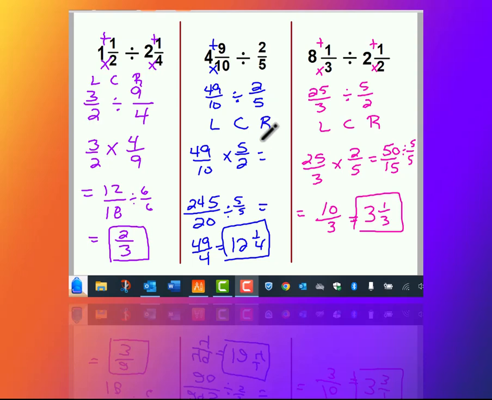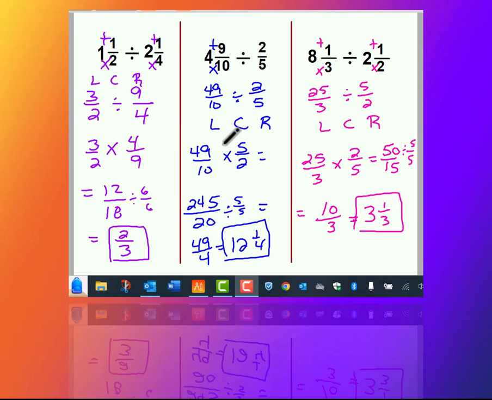For the second problem, your answer was 12 1/4. Change that mixed number to an improper fraction. 10 times 4 is 40, plus 9 is 49. The denominator stays the same. Then you do your LCR, leave, change, reciprocal. Leave the first fraction alone, change the division to multiplication, and flip that last fraction, write the reciprocal. 2/5 becomes 5 over 2.